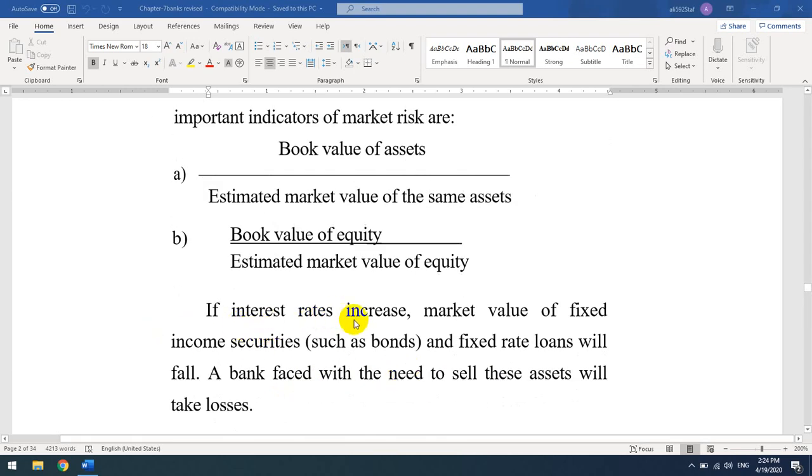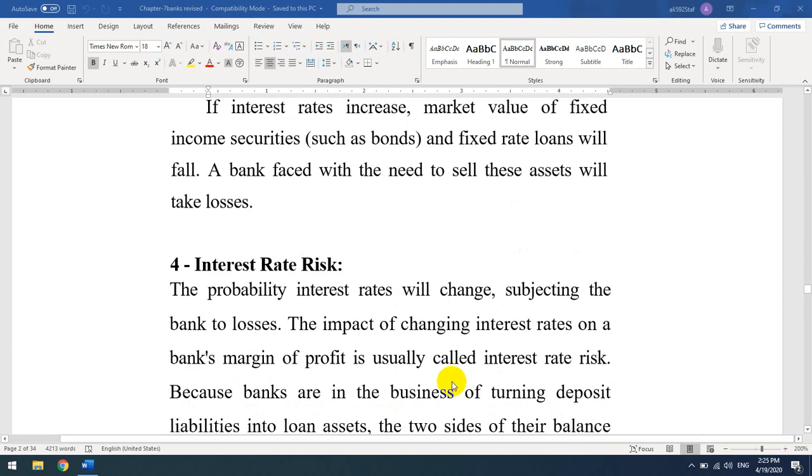If interest rates increase, the market value of fixed income securities such as bonds and fixed rate loans will fall. A bank faced with the need to sell these assets will take a loss. The major number four is interest rate risk.